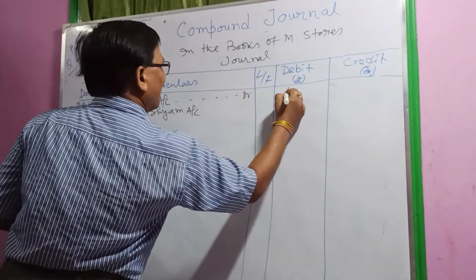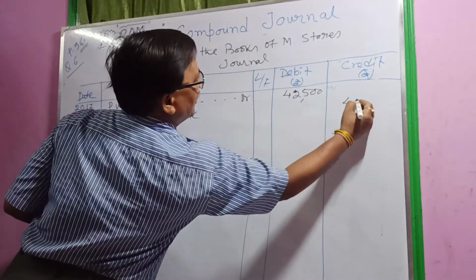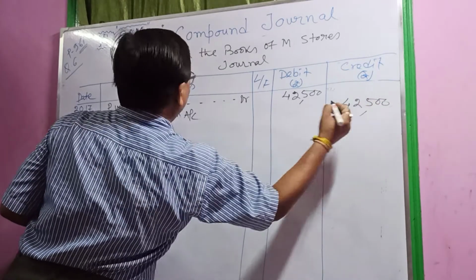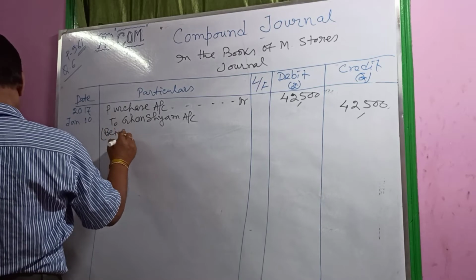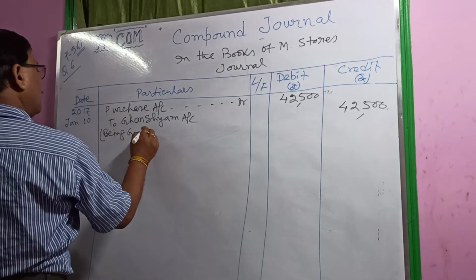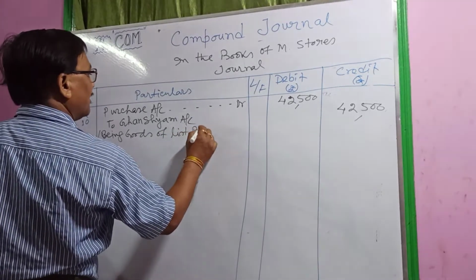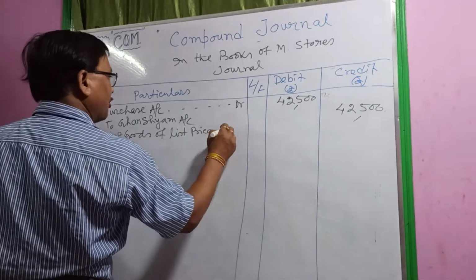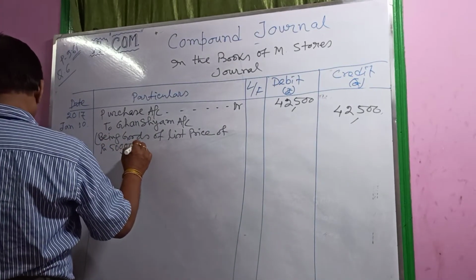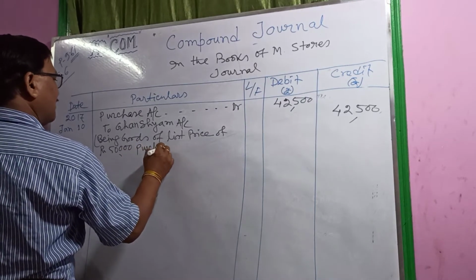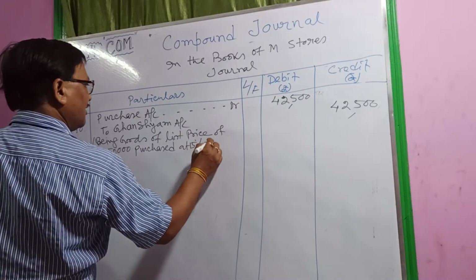What is the amount? After deducting trade discount, that is 42,500. Okay. You write the narration: being goods of the list price of rupees 50,000 purchased at 15% trade discount.